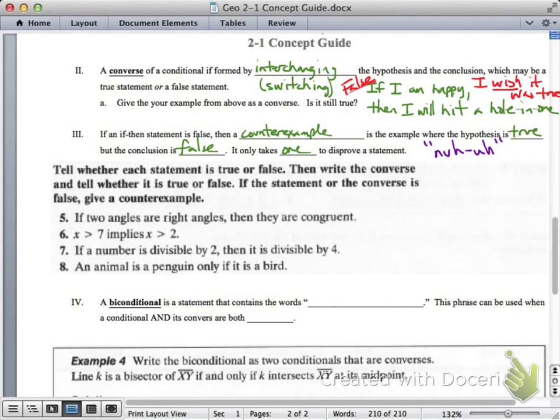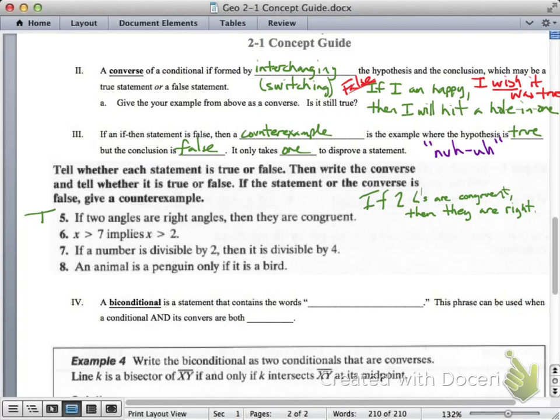Okay? So I'll do this first one with you. In this set of examples, tell whether each statement is true or false. Then write the converse and tell whether it is true or false. If the statement of the converse is false, give a counterexample. Okay, the statement: if two angles are right angles, then they are congruent. Is that true? Well, yeah, they're both equal to 90 degrees. Yes, that's true. So, then write the converse. All right, if two angles are congruent, then they are right angles.